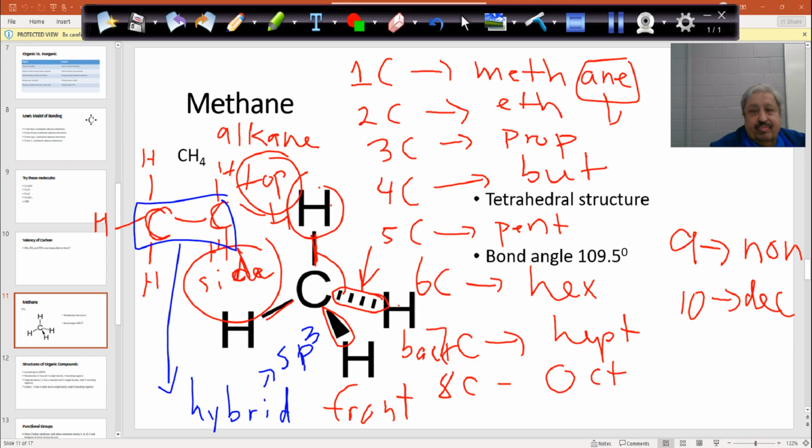So now we have information about alkanes. Alkanes have tetrahedral molecular geometry. The bond angle between carbon and hydrogen, whether in the back, up front, or the sides, is all 109.5 degrees. And the hybridization of the carbons in an alkane is sp3.